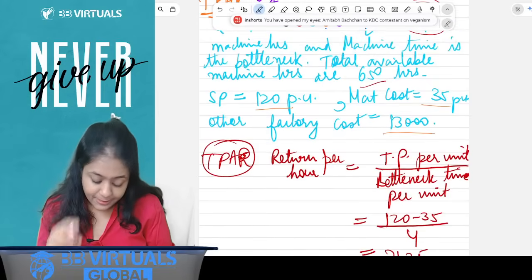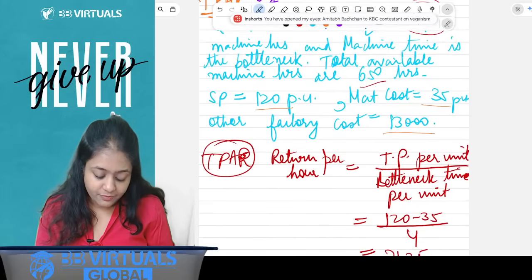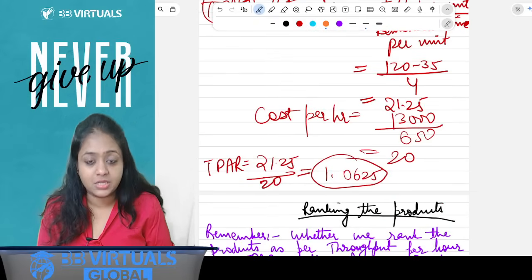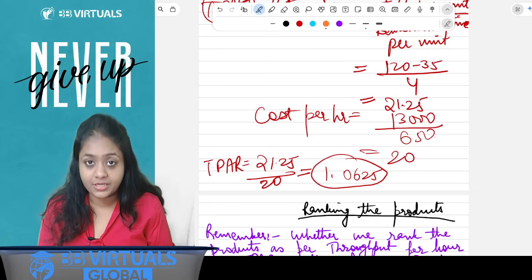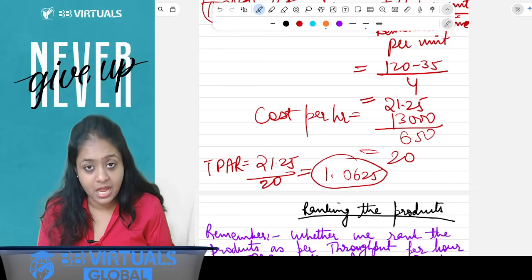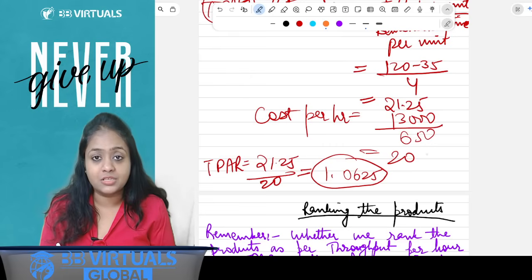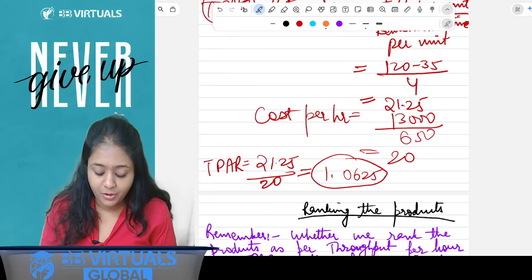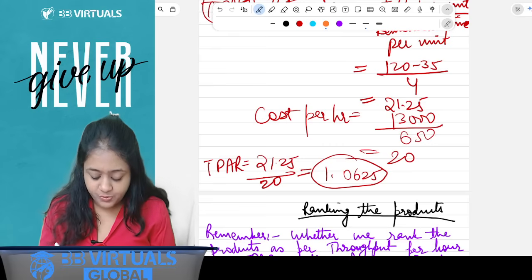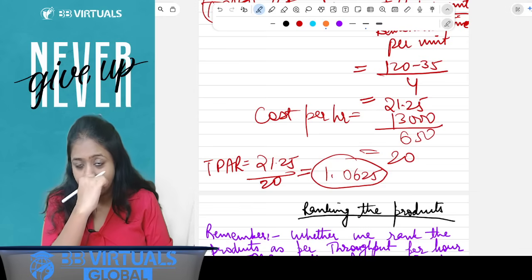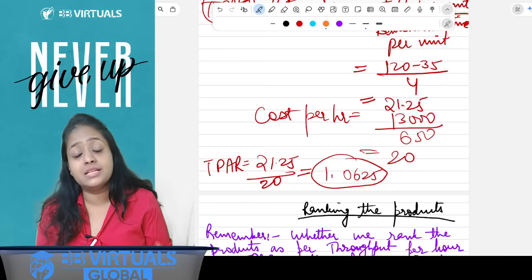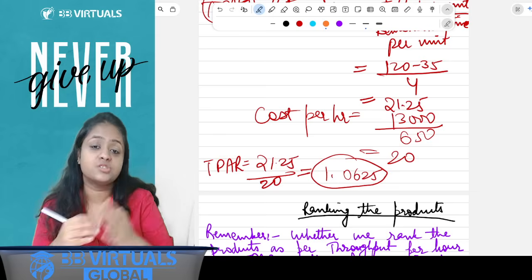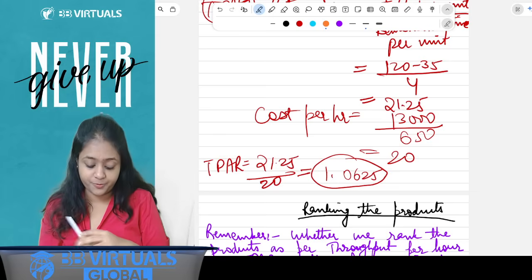Cost per hour will be 13,000 divided by 650. Total factory cost by total bottleneck hours. So we get 20. So throughput per hour will be 21.25 by 20, which is 1.0625. Now, is this a good ratio? Yes. If it is more than 1, it indicates that the return is more than the cost. So, of course, it's a beneficial ratio.